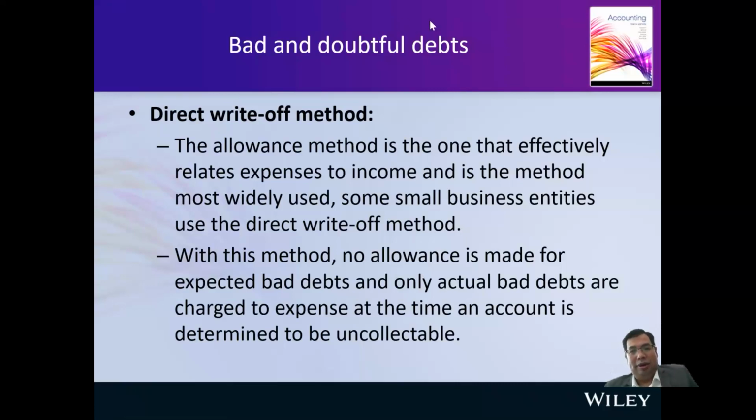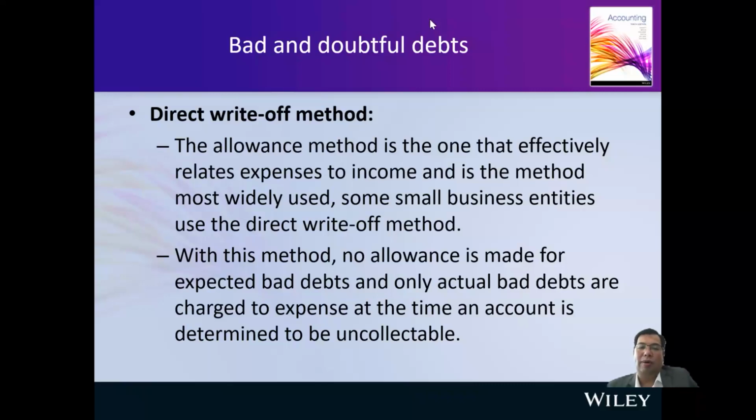Another method: we did discuss allowance for doubtful debt. We provide a provision when we record allowance for doubtful debt. There is also another method, which we call the direct write-off method. The allowance method is the one that effectively relates expense to income and is the method most widely used. Some small business entities use a different method. We call it the direct write-off method.